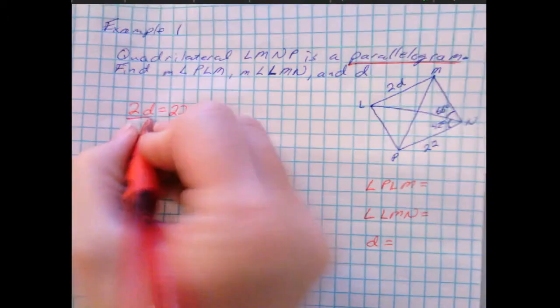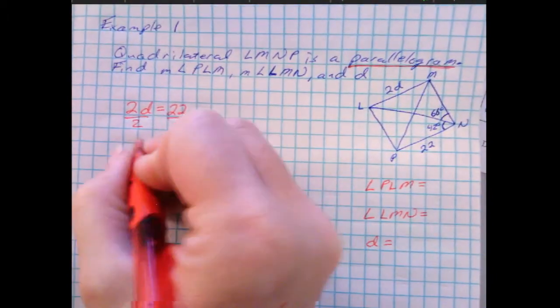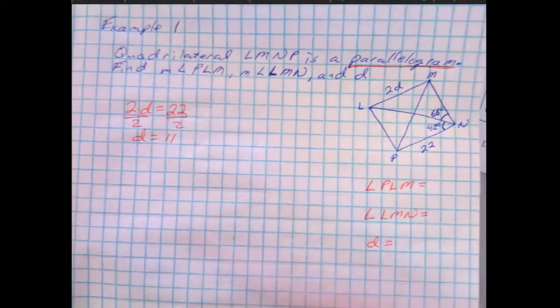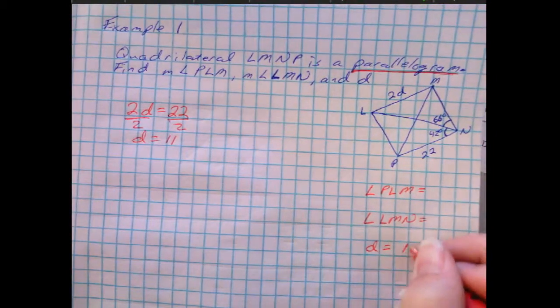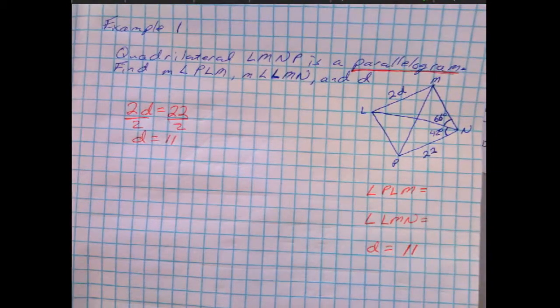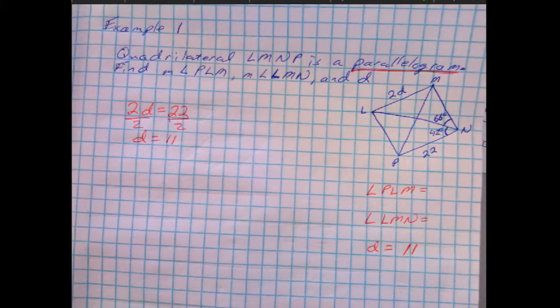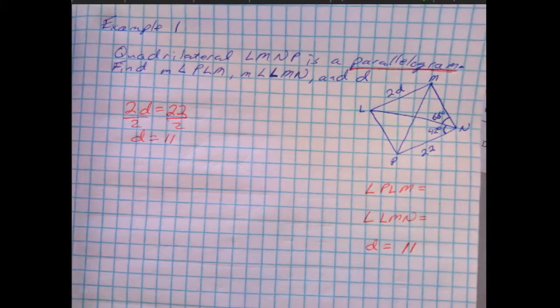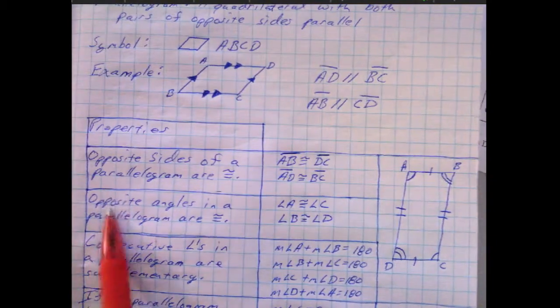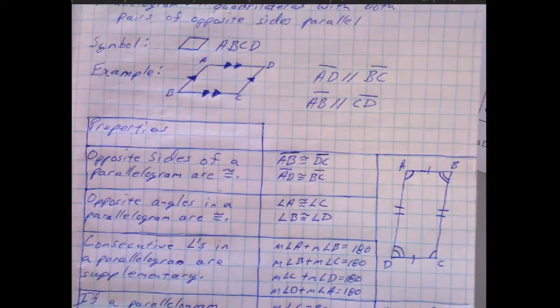So then I'm just going to solve for D, dividing by 2 on both sides, and we get D equals 11. So I'm going to fill that in down here so I have the first piece. Okay, so then let's look at the next property that we have. The next property was opposite angles in a parallelogram are congruent.